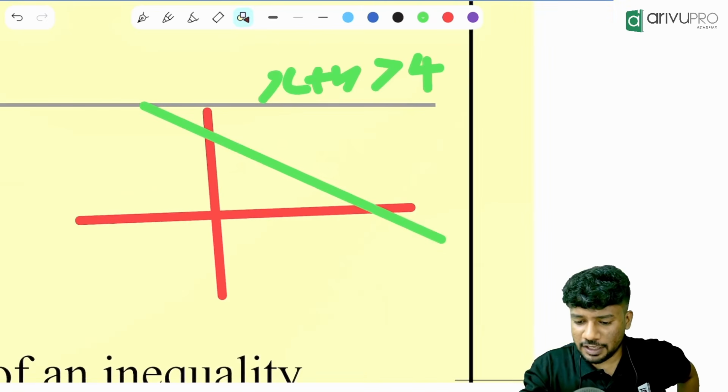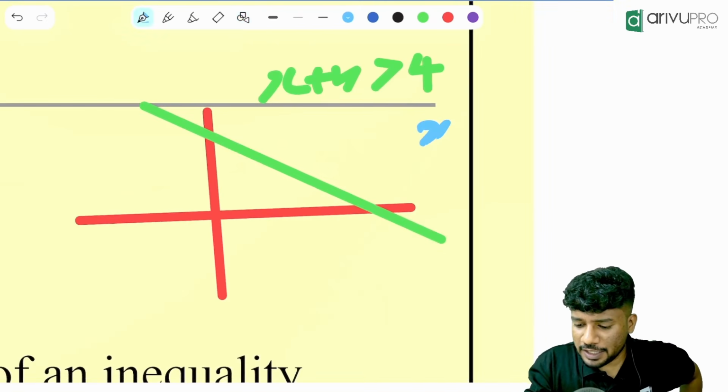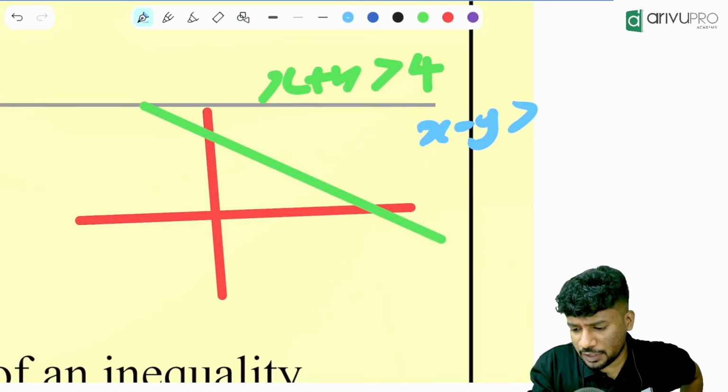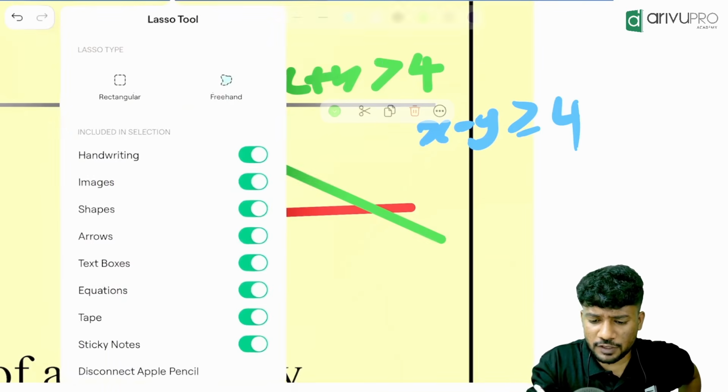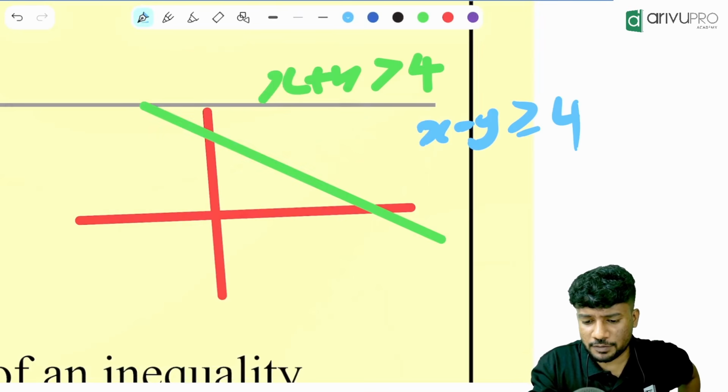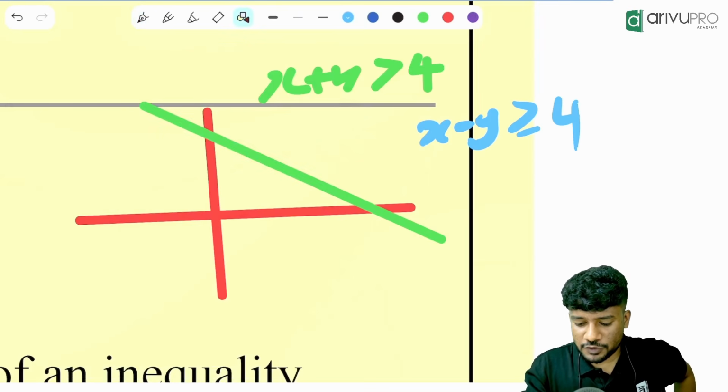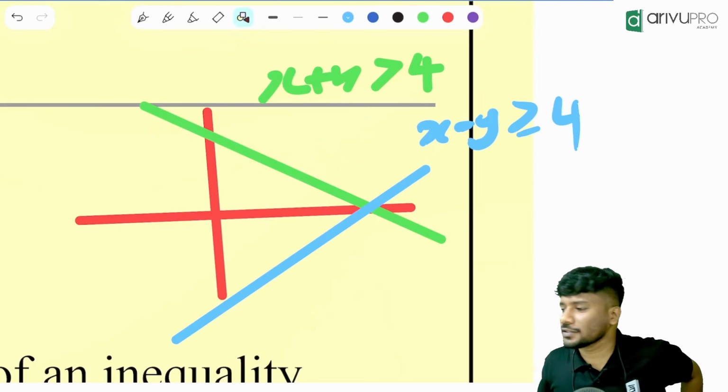Then there is another graph, x minus y greater than or equal to 4. How will you draw it there? Is it from lower left to upper right or upper left to lower right? Lower left to upper right. Okay, this is the graph.